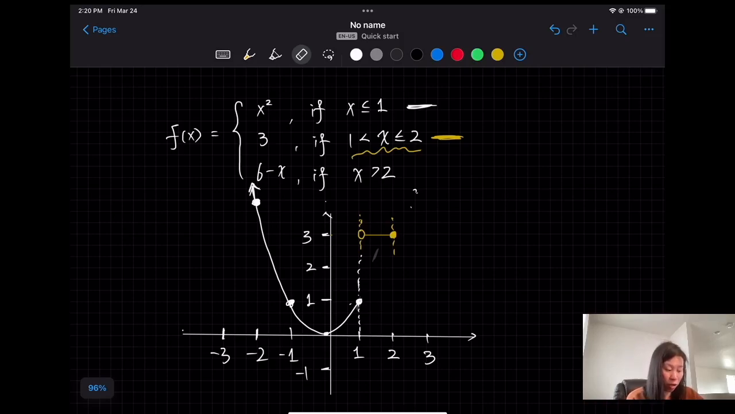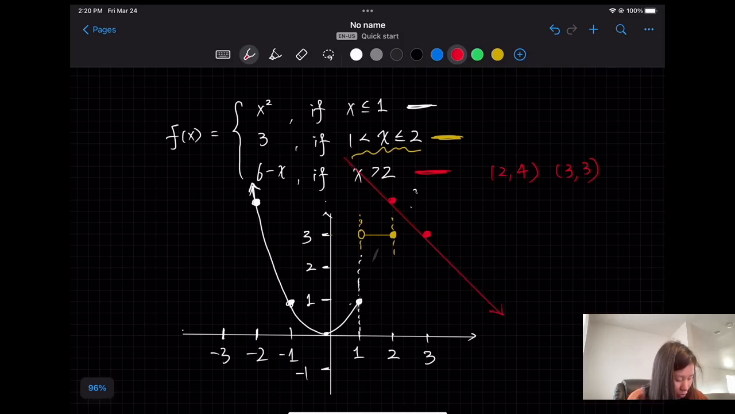Okay, so the third part of the function, I'm going to use a red pen. The third part of the function is 6 minus x. So it's a linear function. When it comes to a linear function, we know that we substitute numbers and try to find x and y. If x equals 2, y equals 4. If x equals 3, y equals 3. So that means the function goes through 2, 4, which is here, and then 3, 3, which is here. Now I connect these two together.